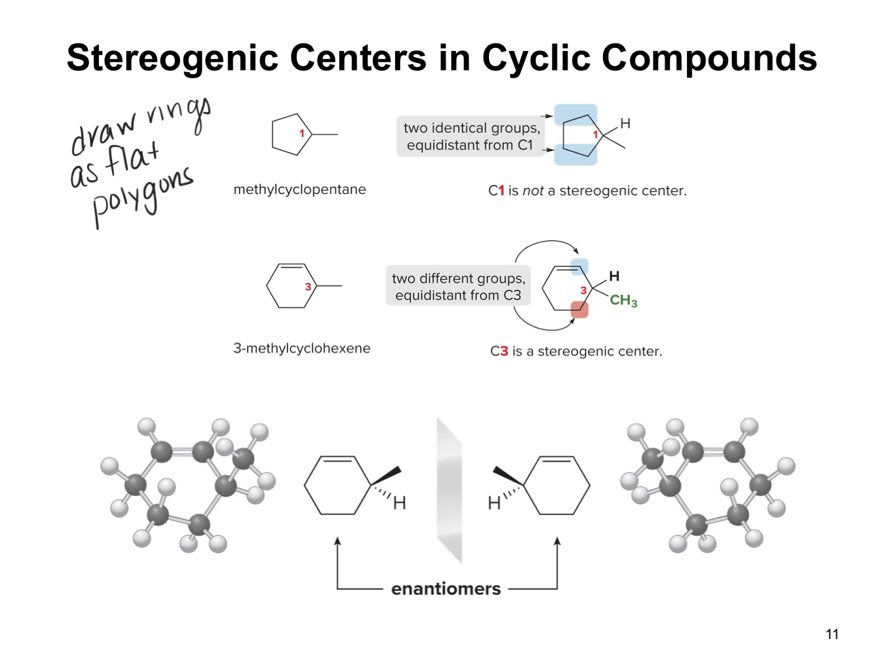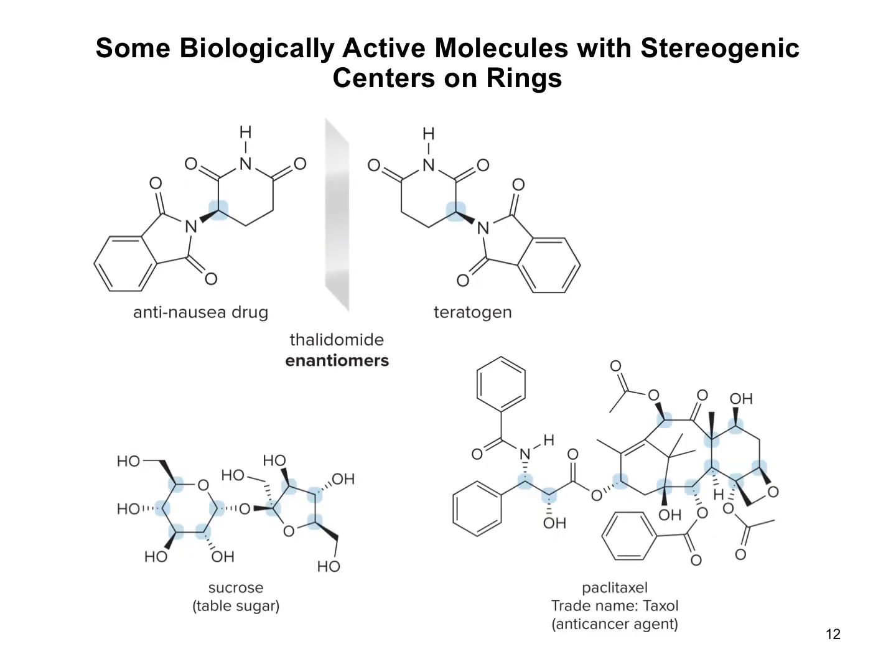So then when we come down here, we can draw the enantiomers like this, right? Or you can still flip and do the inversion like we did on the previous slide. I want to talk a little bit about some biologically active molecules with stereogenic centers on their rings. When we look at this, this is the molecule thalidomide.